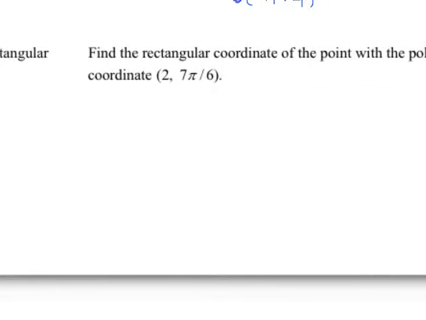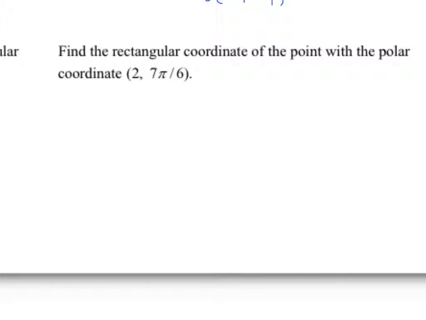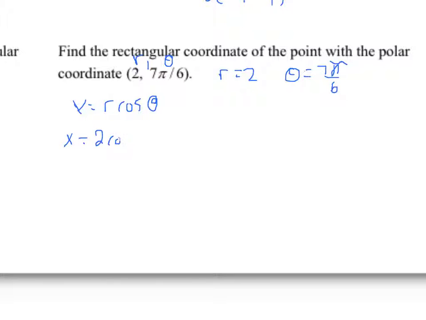Find the rectangular coordinates with the polar coordinates 2 comma 7 pi over 6. Well, we know x equals r cosine theta. We know that r is 2 and theta is 7 pi over 6, because this is r comma theta. So you get x equals 2 times the cosine of 7 pi over 6.